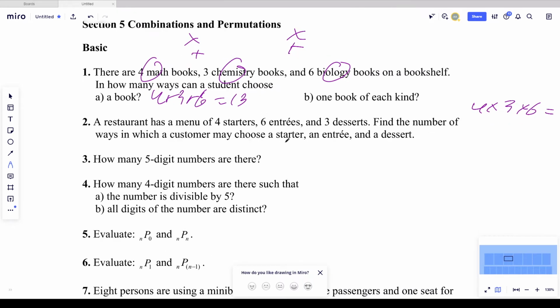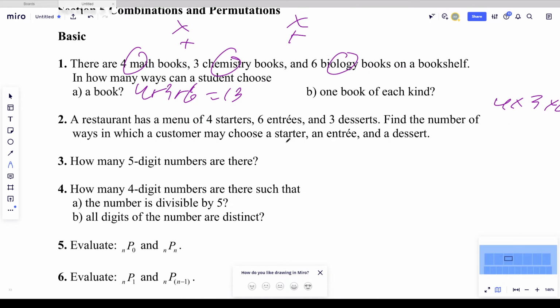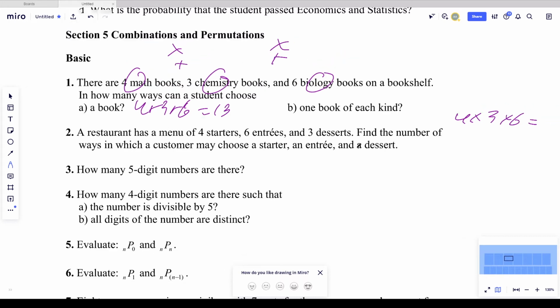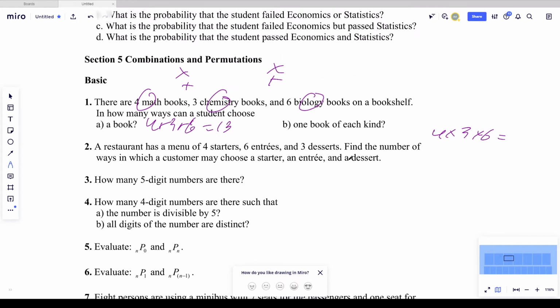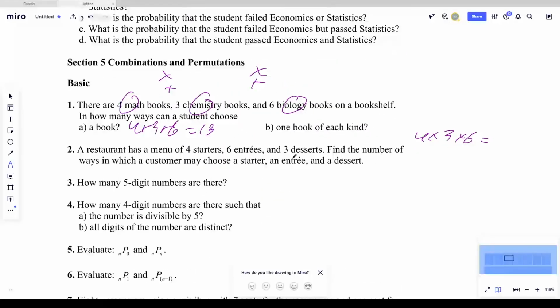You need one from each: a starter, an entrée or an entry, dessert. What's wrong with me? I have to switch to French. Or half German, half French. It's stuck. Anyways, so you just multiply them. So 4 times 6 times 3, because you need one of each.